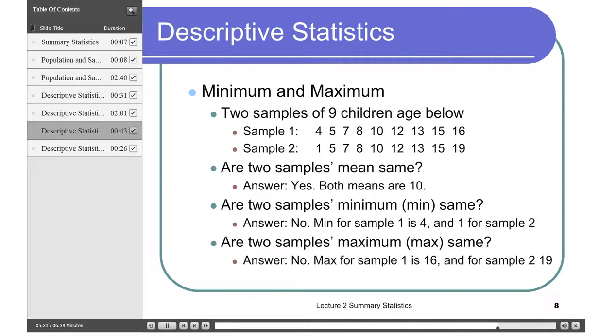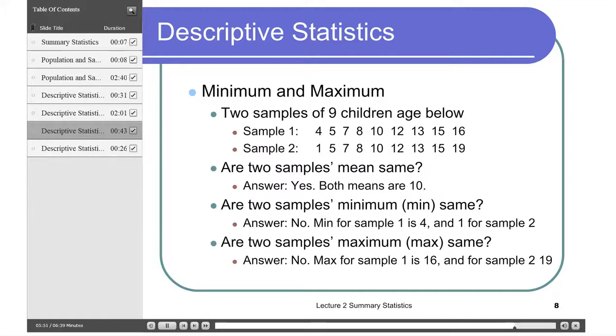This slide talks about the concepts of minimum and maximum. The minimum of a data set is just the smallest number in that data set, and the maximum of a data set is the largest number. So for example, sample 1 here has a minimum equal to 4 and a maximum equal to 16. And sample 2 has a minimum equal to 1 and a maximum equal to 19.